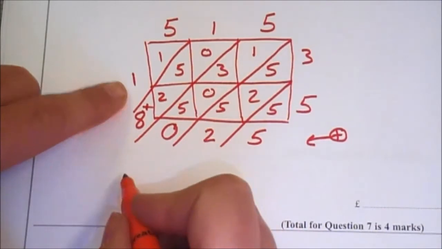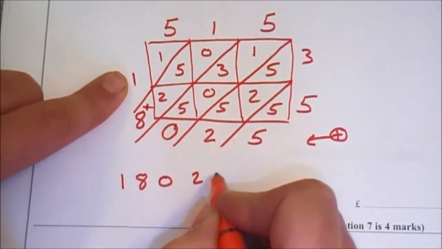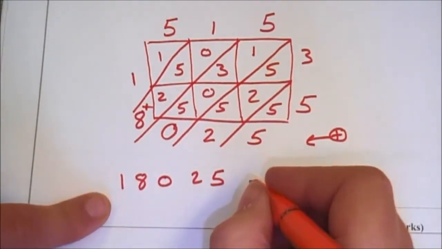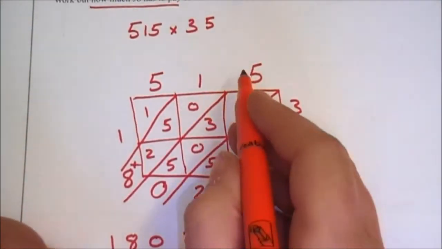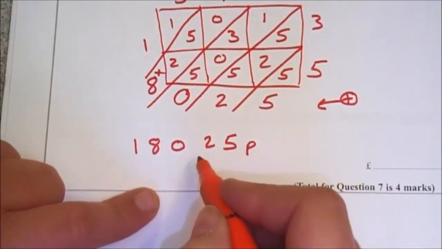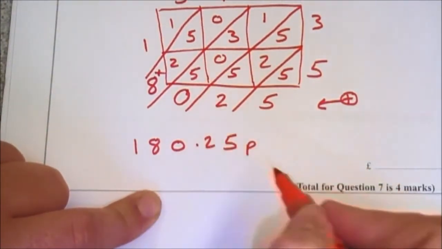So I'm going to list all my numbers out. So from this side now, I've got 1, 8, 0, 2, 5. I need to put my decimal somewhere because that is in pence. I multiplied it by 35 pence. Now, to get from pence to pounds, I need to divide by 100. So that would be there.